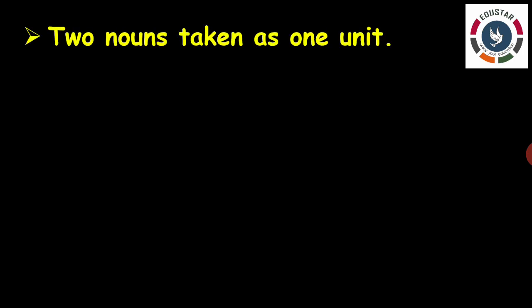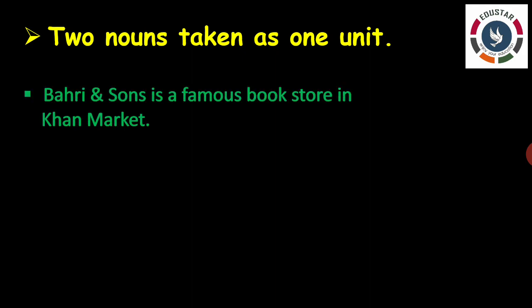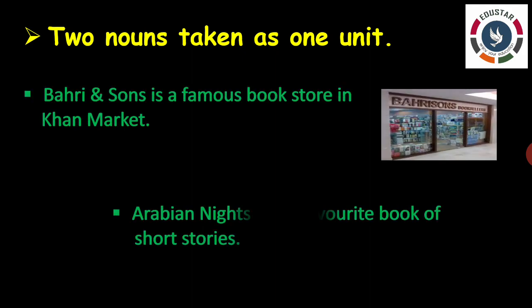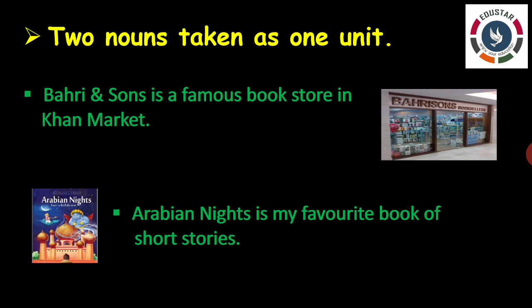The next rule is that two nouns taken as one unit take a singular verb. See here, Badri and Sons is a famous bookstore in Khan Market. Even though they are two different persons, it is considered as one store. So in such a case, you have to use a singular verb.